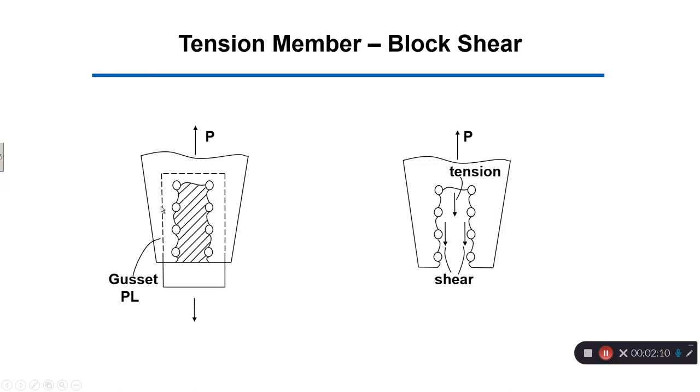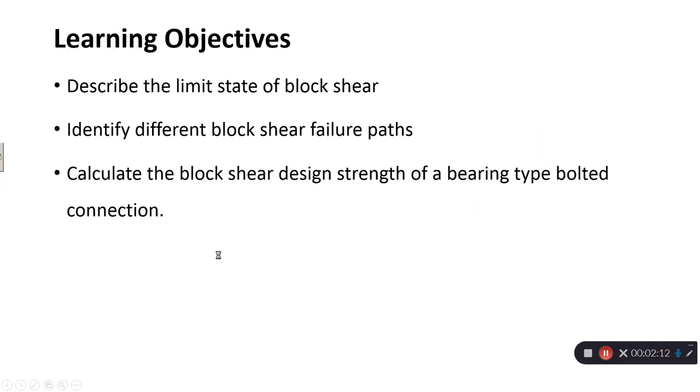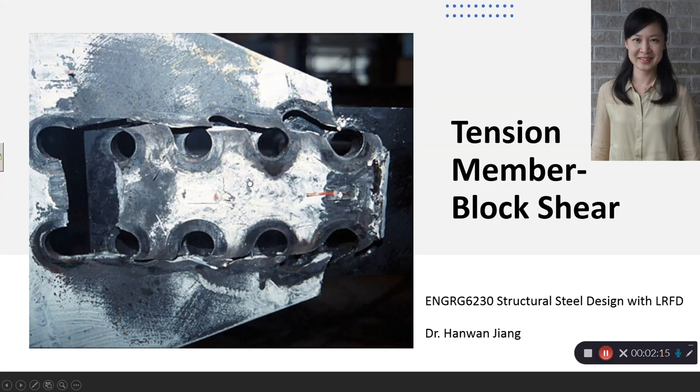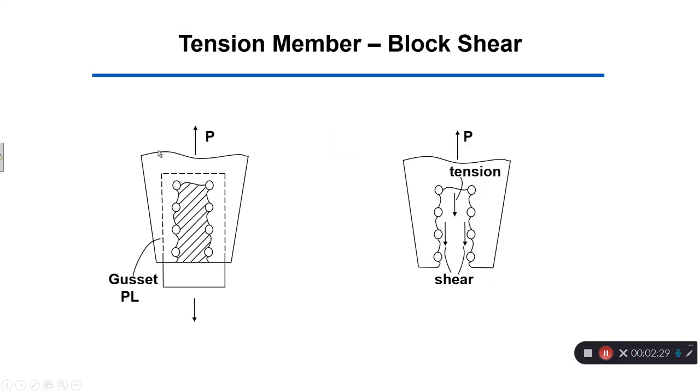And another example is like this. This is a failure mode we show on the cover page. As tension force is applied on the member, a block of the material is going to be torn out like this. In this mode, this block of material was sheared off along the two shear planes and torn out along the perpendicular tension plane. So two shear surfaces and one tension surface.